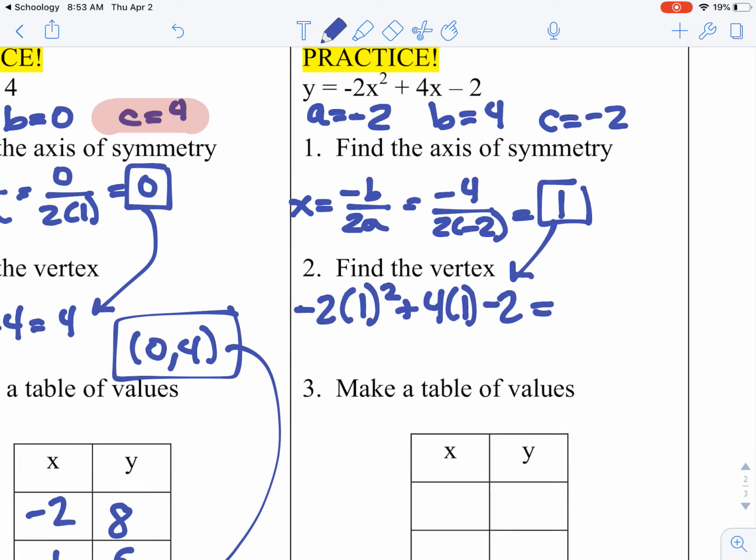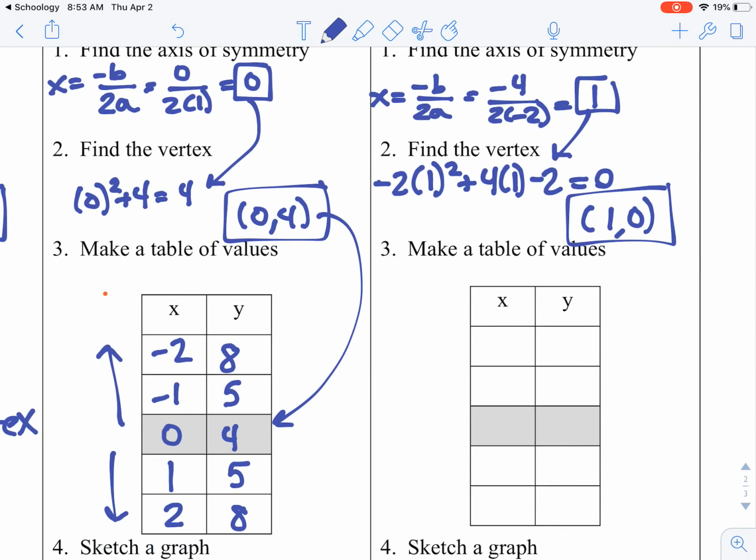And the common mistake in this is, you have to make sure you type this in your calculator correctly with those parentheses. So 1, 0 is my vertex, which goes into the center of my table. 2 numbers smaller, 2 numbers bigger. I'll plug those numbers into my calculator here.